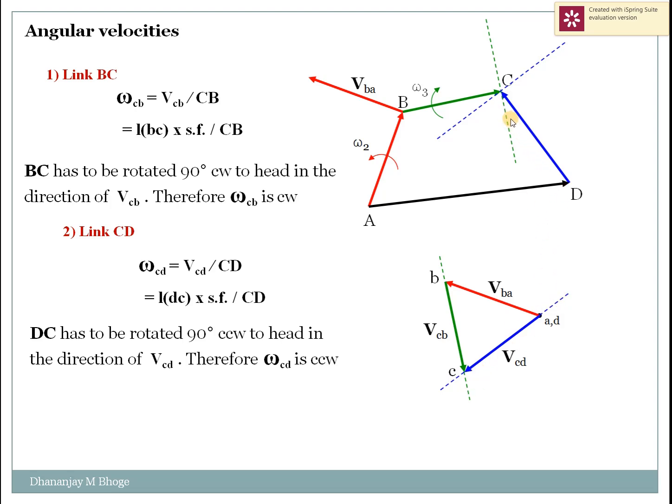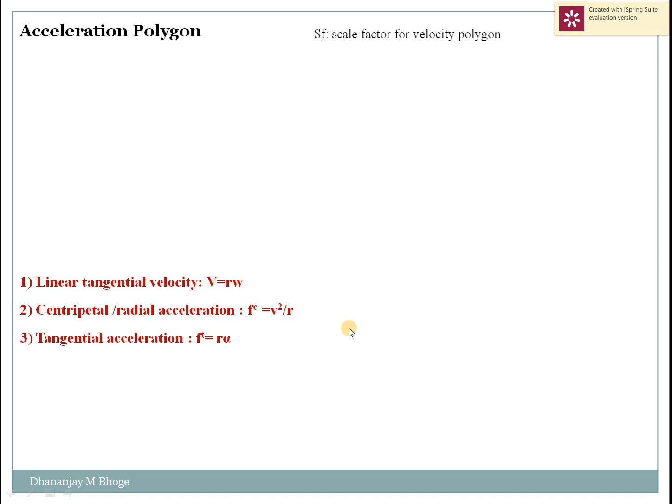Look at this. CD about D has to be rotated counterclockwise 90 degrees so that it points in the direction of VCD. So the angular velocity direction of CD is counterclockwise. So link CD rotates in the counterclockwise direction, like this. Now we have completed the velocity polygon and we have extracted all the necessary information from it. We will proceed to the acceleration polygon.